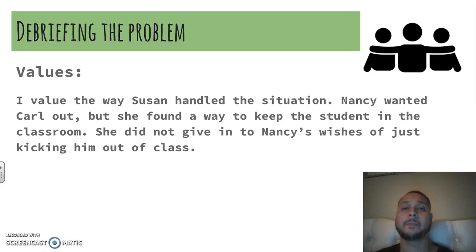She needed to have a meeting with the parents. She needed to figure out how to put some type of behavior plan in place for Carl in order to move from there. She did not tell him, I guess you're just not going to Nancy's class from now on. You cannot do that. She did not give in by just kicking him out of class. So I value that. She put the student first, and then Nancy's feelings.